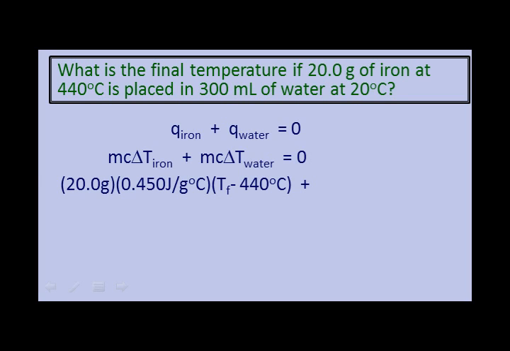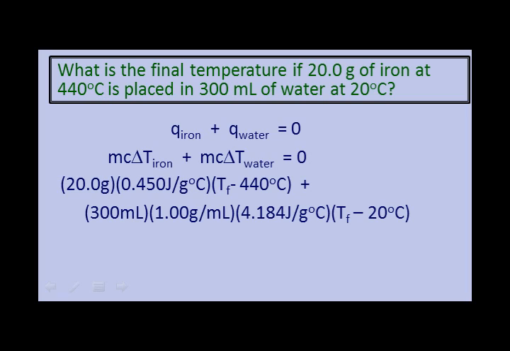So we take your 20 grams of iron with a specific heat of 0.450 joules per gram degree Celsius, you can always calculate it if it isn't given to you, times the change in temperature, and delta T is the final temperature minus the initial temperature. So it's T sub F minus 440 degrees Celsius, plus 300 milliliters times about 1 gram per milliliter, times 4.184 joules per gram degree Celsius. That's something you were born knowing. Times the final temperature minus the initial temperature has got to equal 0. Doing your algebra, and you're good at algebra, you will find the final temperature is 23 degrees Celsius.